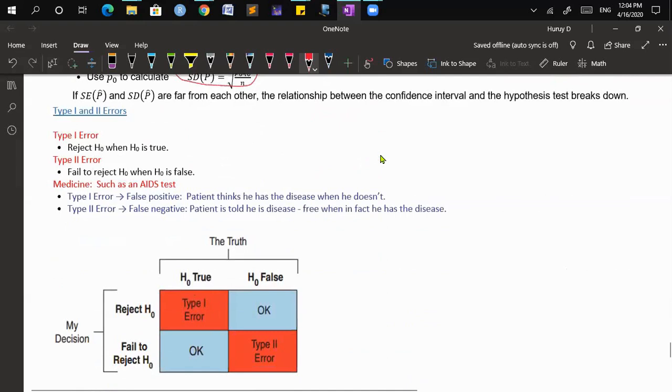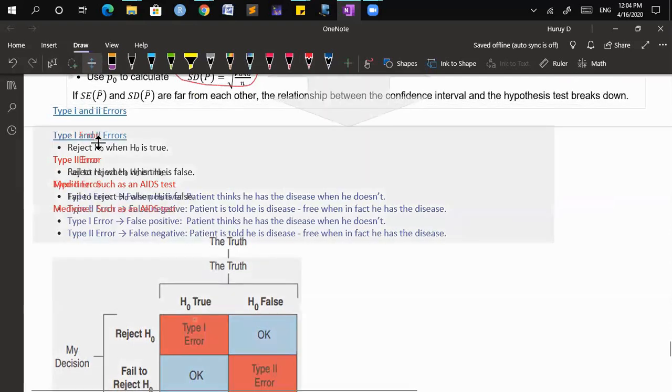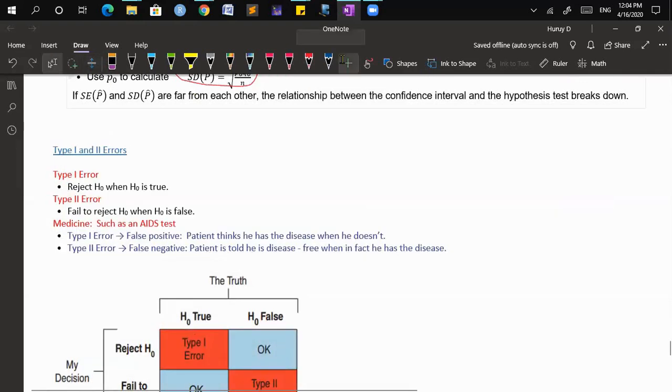Now, the next important thing here is errors. We have to consider, because always when you make decisions, there is a possibility that you can commit mistakes. So here in hypothesis testing, there are two errors that we could commit, and we call them type 1 and type 2 errors. Type 1 error is rejecting H naught, or rejecting the null hypothesis, when it is in fact true.